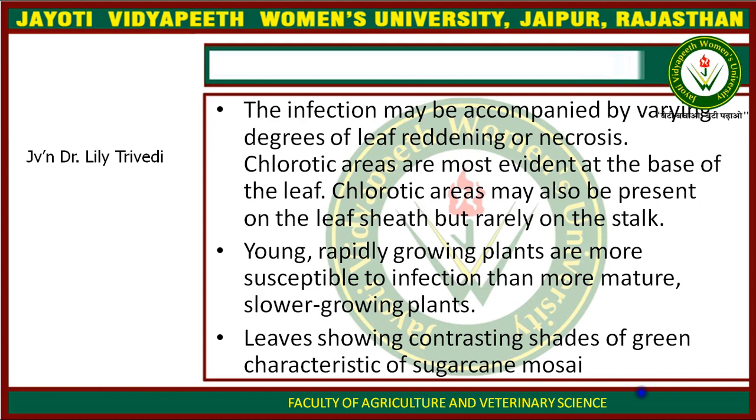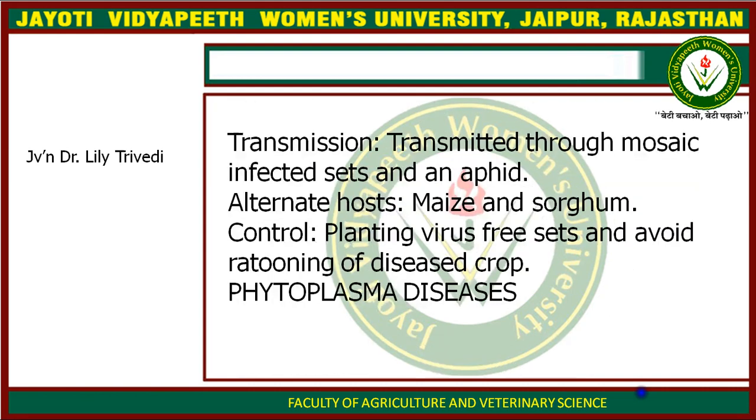The leaves show contrasting shades of green, characteristic of sugarcane mosaic disease. It is transmitted through mosaic-infected seeds by an aphid. The alternate hosts are maize and sorghum. The control can be done by planting virus-free sets and avoiding the ratooning of diseased crops.